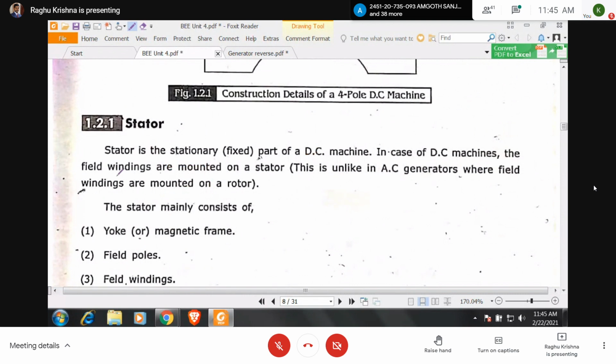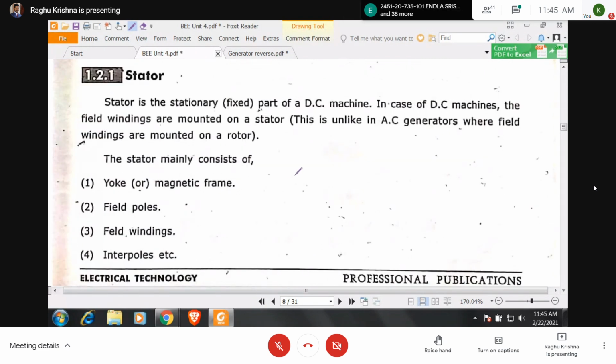Stator is the stationary part of a DC machine. In case of DC machines, the field windings are mounted on the stator. The stator mainly consists of the yoke or the magnetic frame, that is the outer frame. You have the field poles, field windings, interpoles, etc.